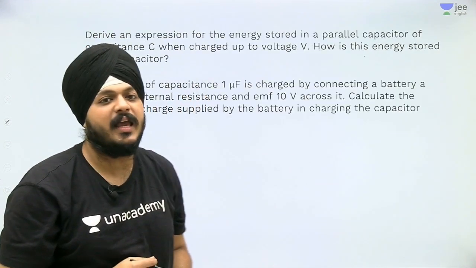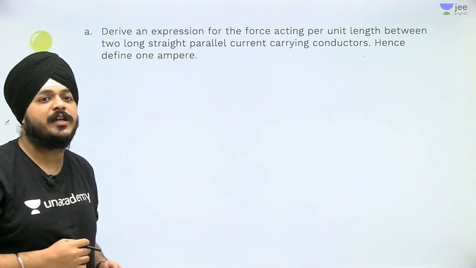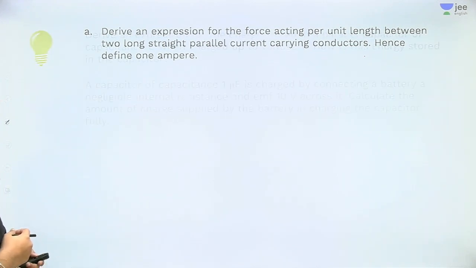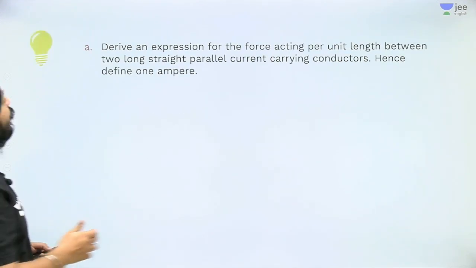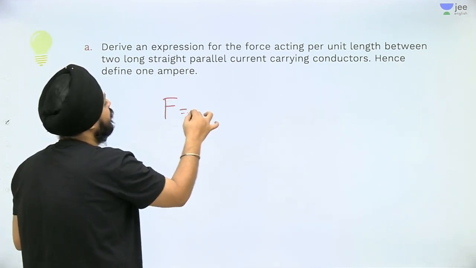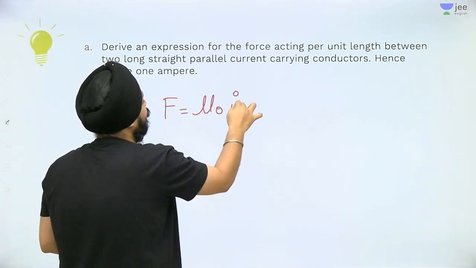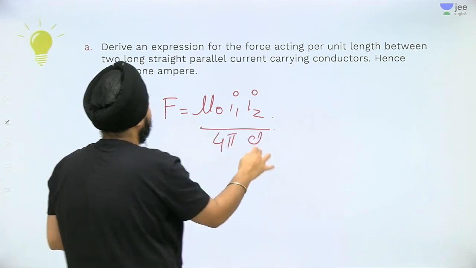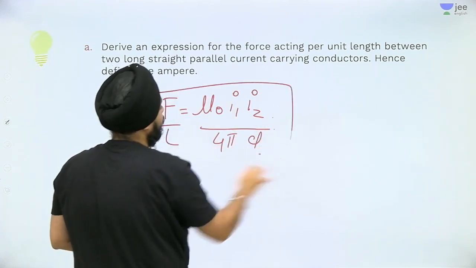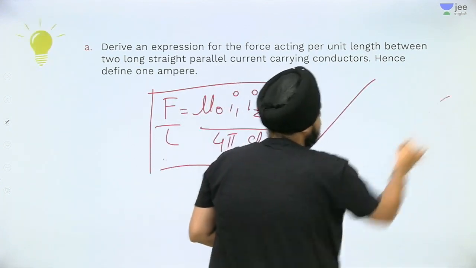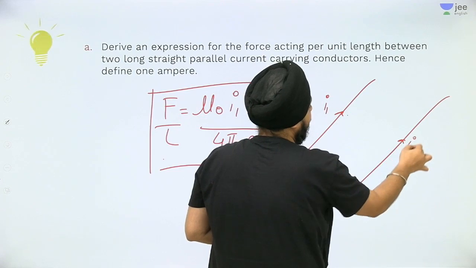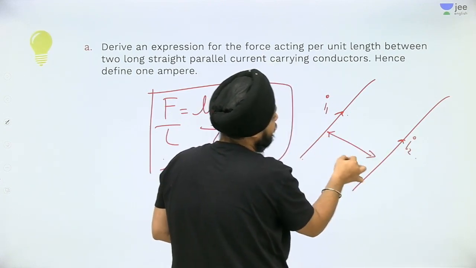So guys, in that case we have a very simple explanation. You have heard about the formula, F is equal to mu 0 I1 I2 whole divided by 4 pi d. This is the force acting per unit length. This is wire 1, this is wire 2, and current I1 is flowing in one and I2 in the other, and they are separated by distance d.